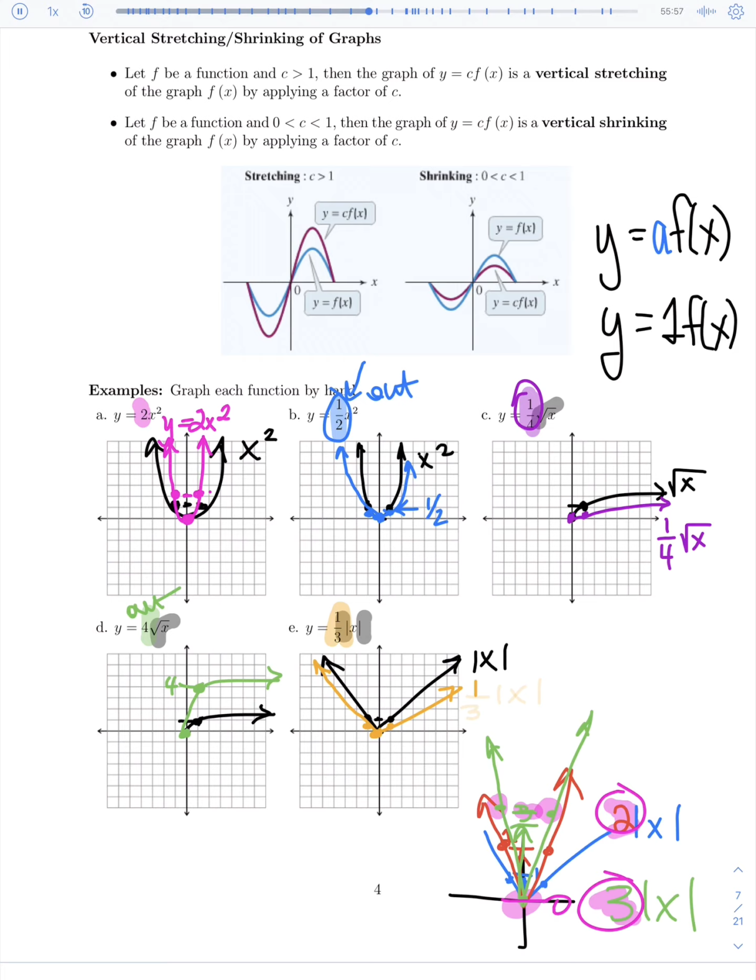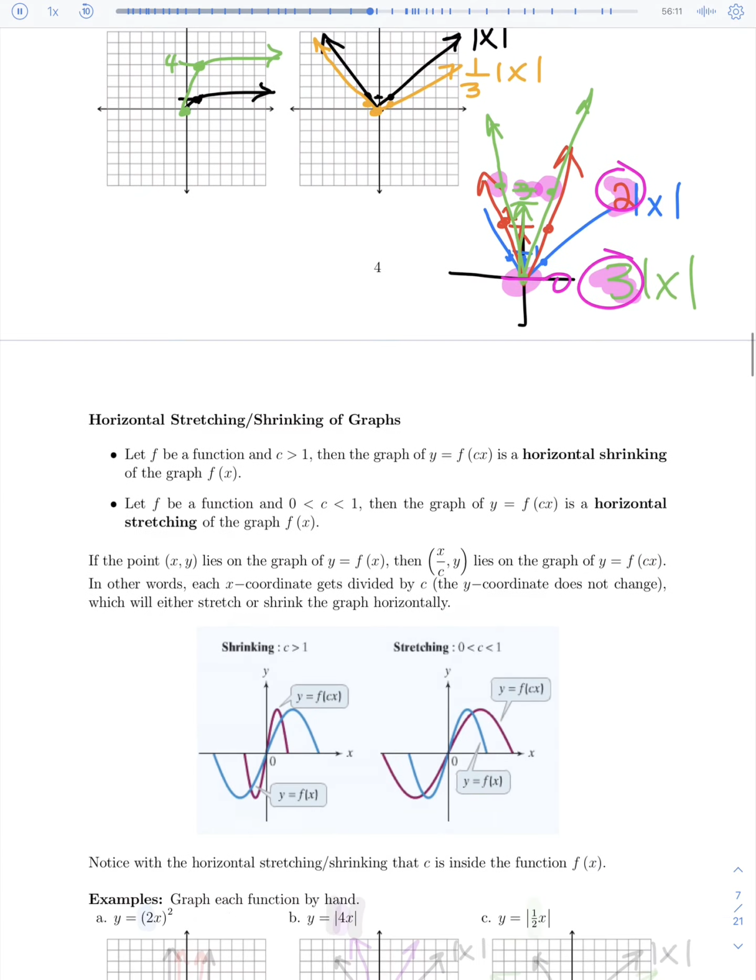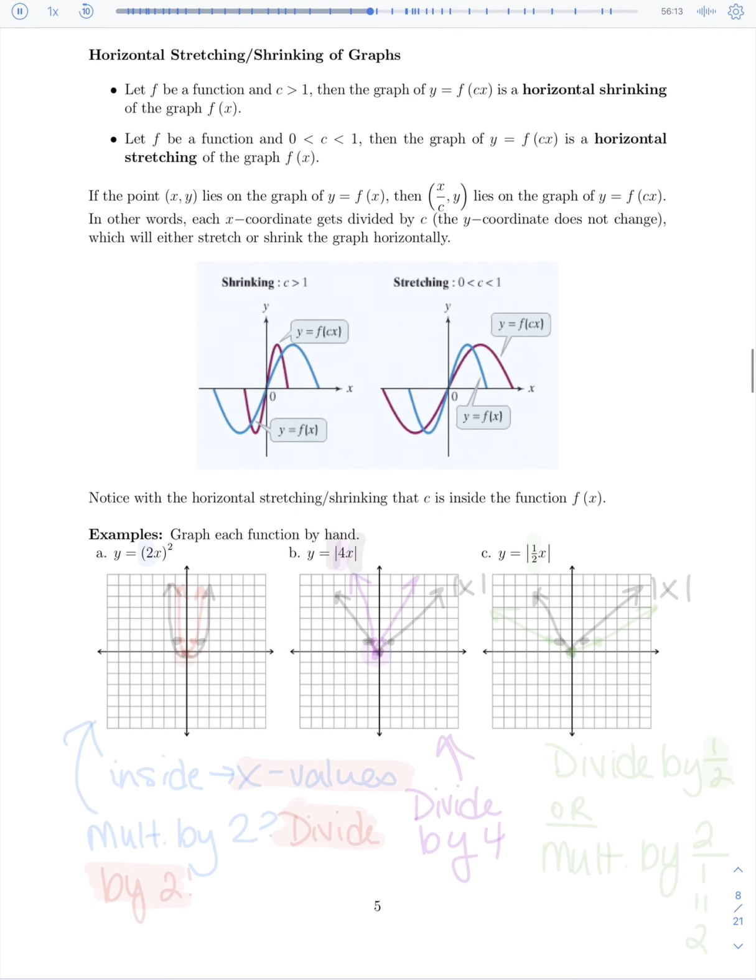And then that would be our final graph of the 1/3 absolute value of x. And that's kind of the idea behind it. But now what we want to do is eventually put all three of these ideas together, shifting left, right, up, down, and doing the stretching all together at once.